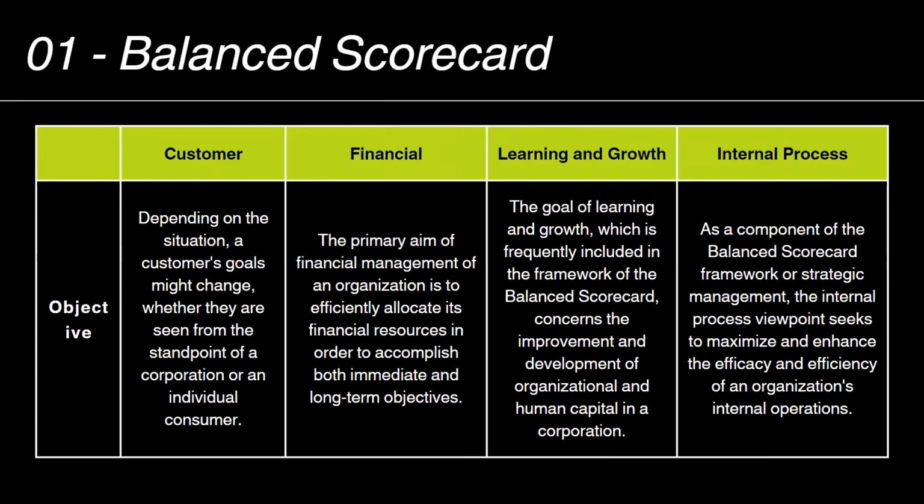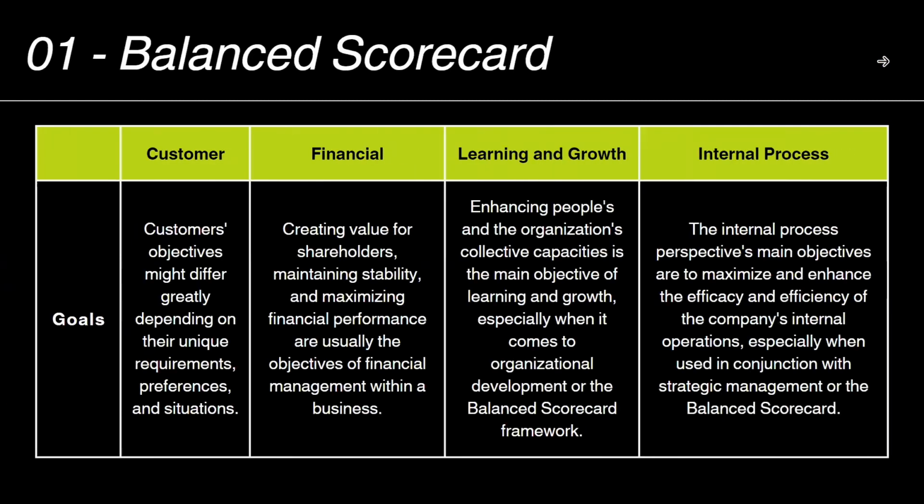Second, objective. The primary aim of financial management of an organization is to efficiently allocate its financial resources in order to accomplish both immediate and long-term objectives. Next. For goals, creating value for shareholders, maintaining stability, and maximizing financial performance are usually the objectives of financial management within a business. Next.